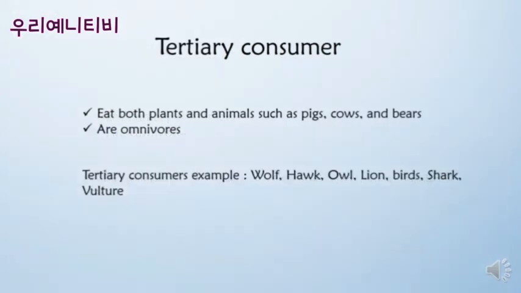In some food chains, there are tertiary or third-level consumers. A wolf that eats both cats and mice would be a tertiary consumer. Secondary and tertiary consumers that eat plants in addition to animals, such as pigs, cows, and bears, are called omnivores.